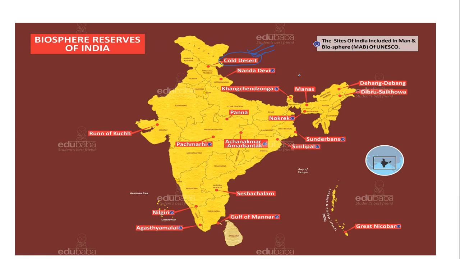Cold desert, number 1. Manas in Assam. Dibang in Arunachal Pradesh. Dibru Saikhowa in Assam. And Panna in MP. Rann of Kutch in Gujarat. Seshachalam in Andhra Pradesh. So these are not part of MAB. All others, Nanda Devi, Kanchenjunga, Nokrek, Achanakmar-Amarkantak, Gulf of Mannar, Nilgiri, Agasthyamalai, and Great Nicobar, are part of the MAB program of UNESCO.